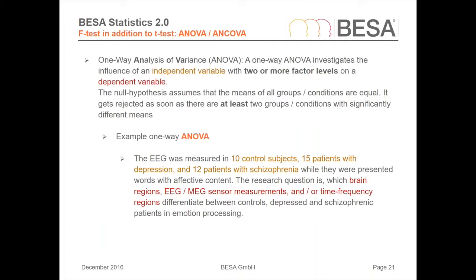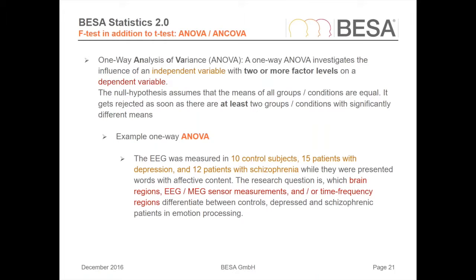Right, and now to the new introductions in BESA Statistics 2.0. So we not only offer the t-test here, but also a one-way analysis of variance. This investigates the influence of an independent variable with two or more factor levels on a dependent variable.